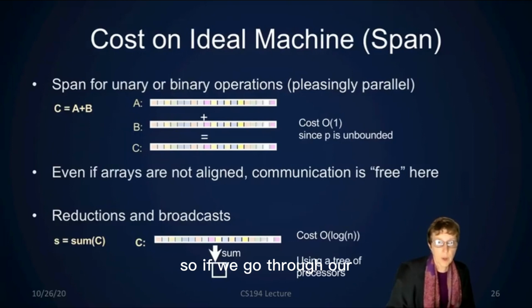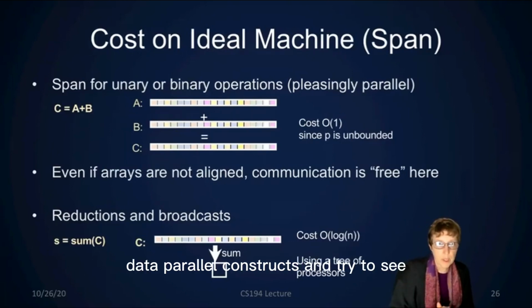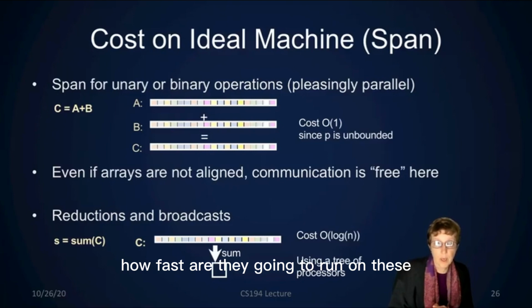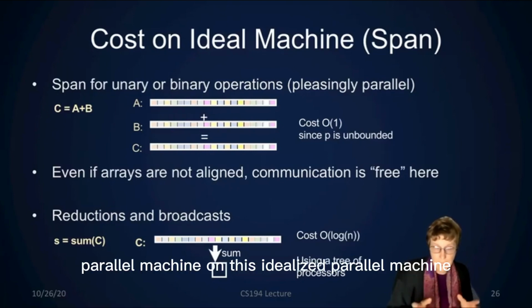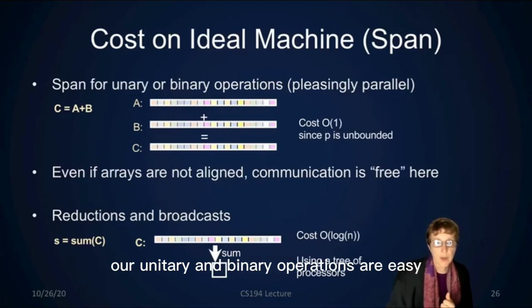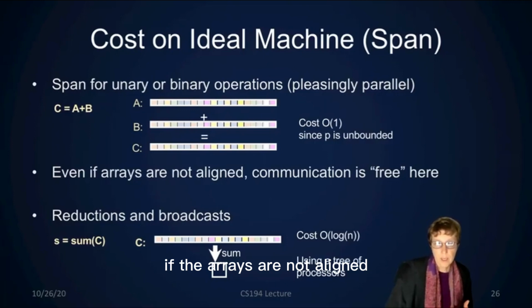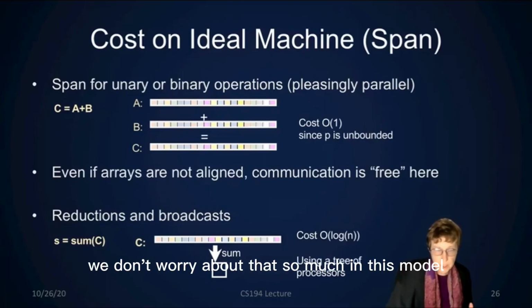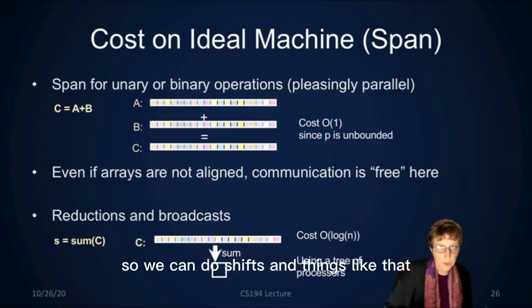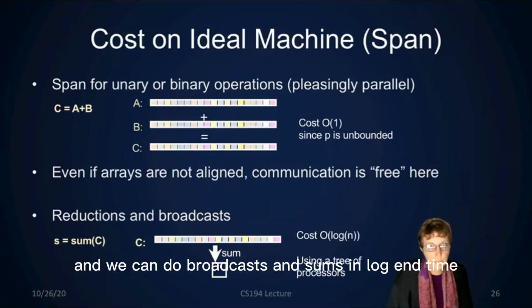So if we go through our data parallel constructs and try to see how fast they are going to run on this idealized parallel machine, our unary and binary operations are easy. We just stick a processor at every one of the array elements and they can execute in constant time, right, since P is unbounded. If the arrays are not aligned, we don't worry about that so much in this model because the communication is free, so we can do shifts and things like that if we need to realign them. And we can do broadcasts and sums in log n time.